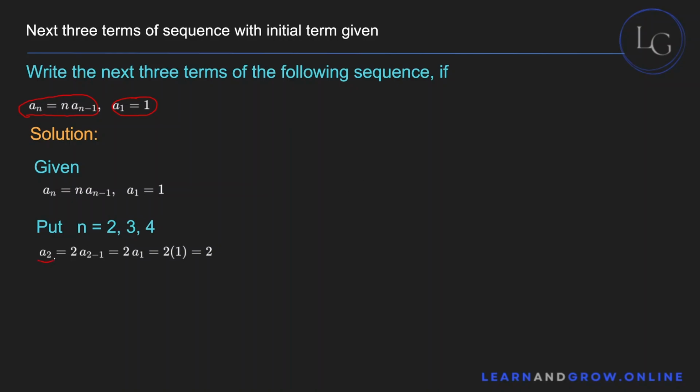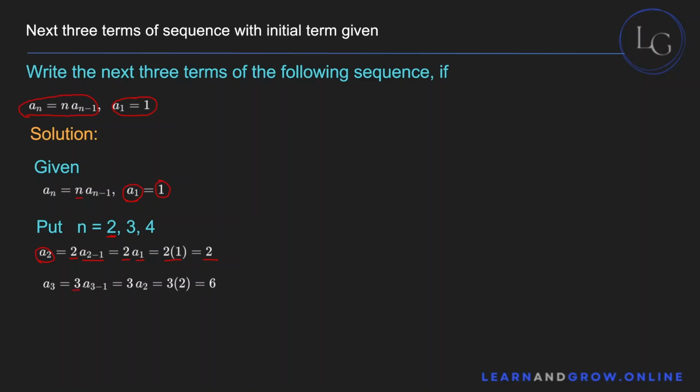So we have to find a2, which is when n is equal to 2. We'll plug in 2 in place of n everywhere. So 2 a(2 minus 1), which is basically 2 into a1, because a(2 minus 1) is a1. So 2a1, and we already have the value of a1, which is 1. So 2 into 1 is equal to 2. So a2 is 2.